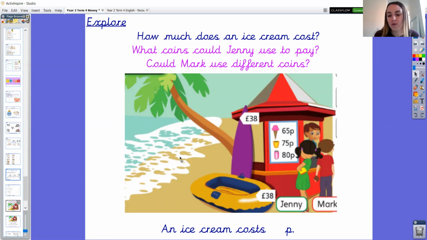So first of all, how much does an ice cream cost? So have a look at the poster. Got a few items for sale, haven't they? They've got some things for water sports as well, also some food and drink. So have a look at the poster. How much does an ice cream cost? Well done. As you can see here from having a look at the poster, should we say it together? An ice cream costs 65p.